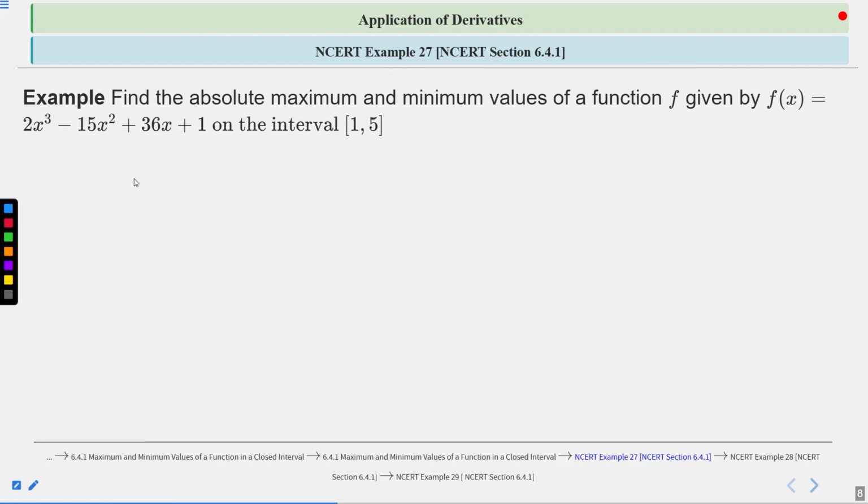Now let us see example 27, NCERT example 27, which is a part of NCERT section 6.4.1. The example says: find the absolute maximum and minimum values of a function f given by f(x) = 2x cube minus 15x square plus 36x plus 1 on the interval 1 to 5.